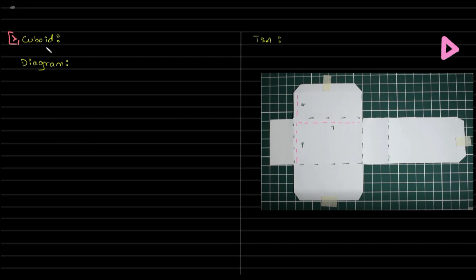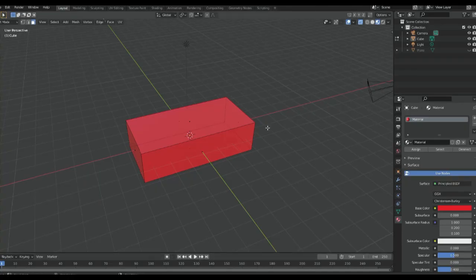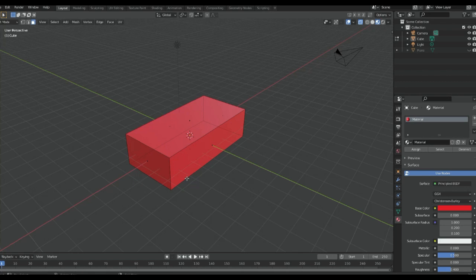The next structure is the cuboid. How does a cuboid look? This is a cuboid. So how different is it from a cube? Well, here we can have the length, breadth and the height to be different. They need not be the same. They can be the same, but they need not be.